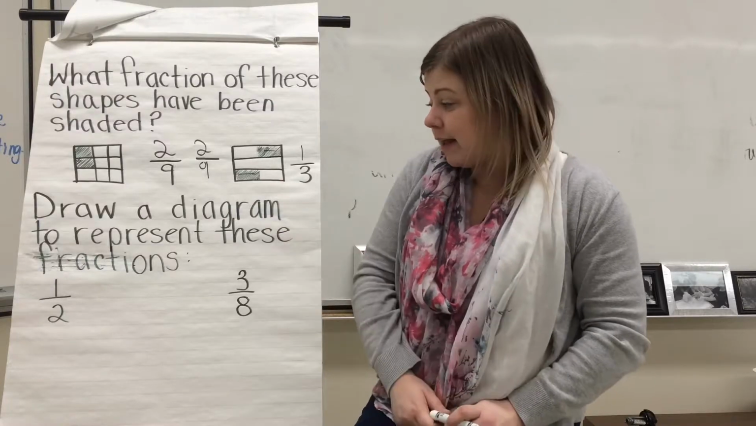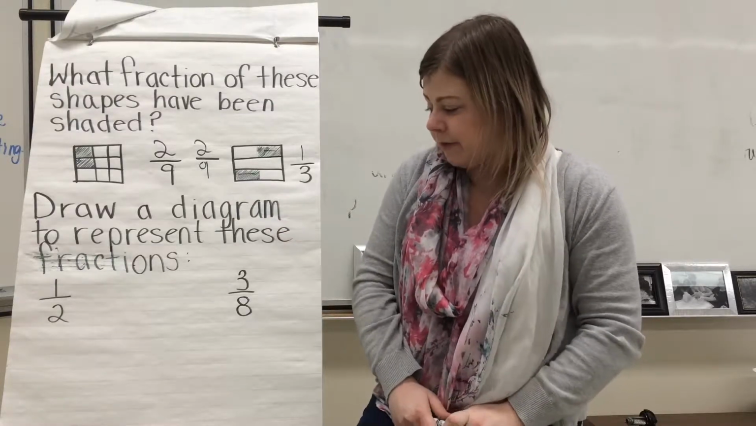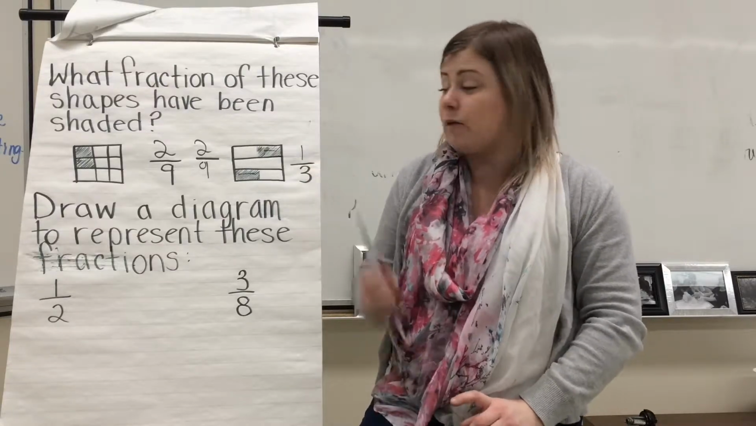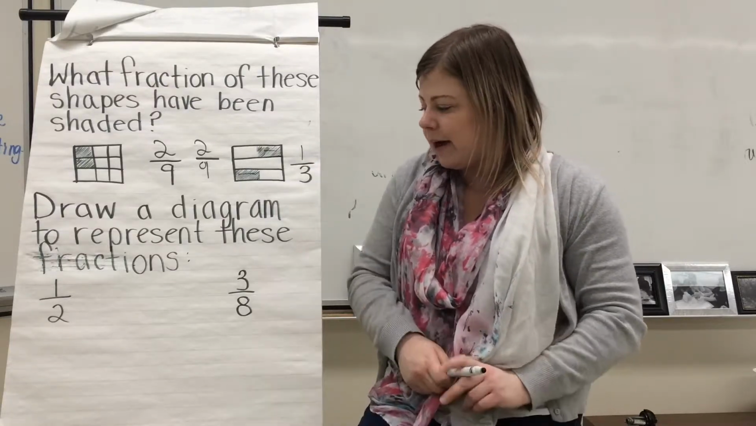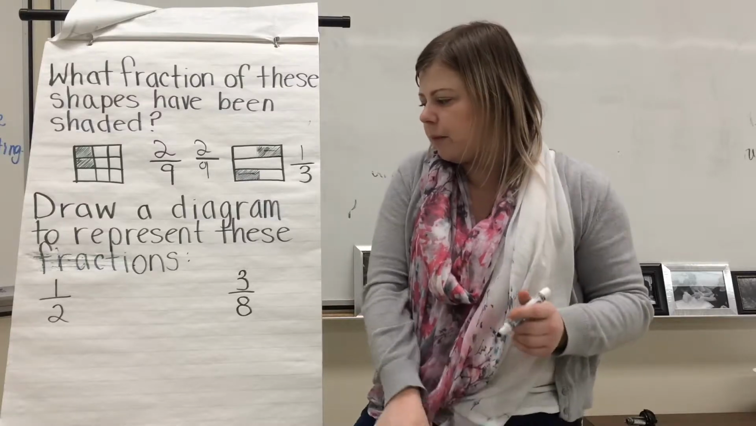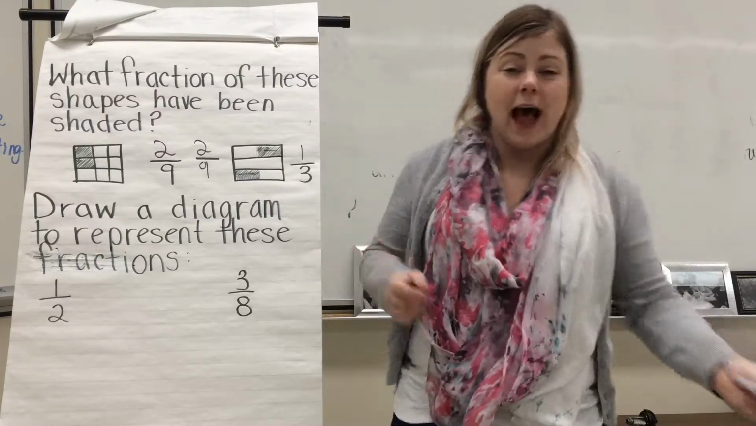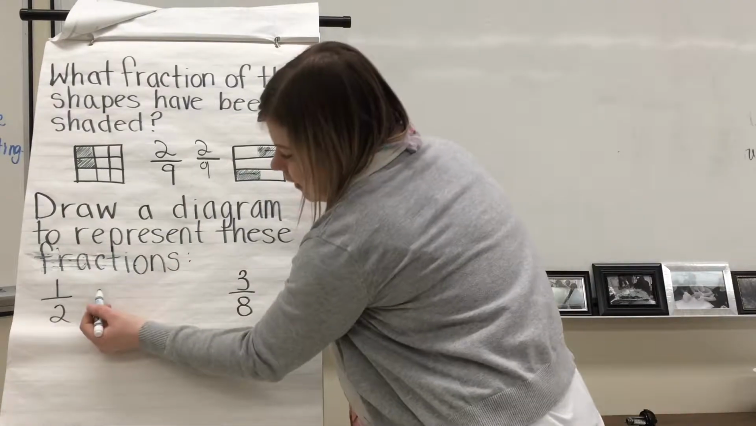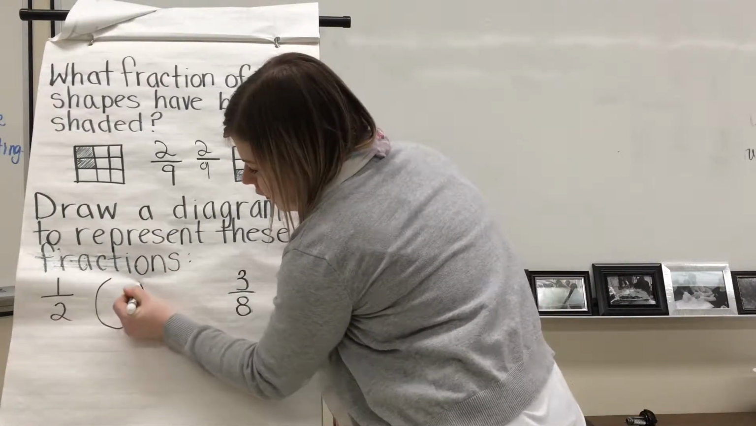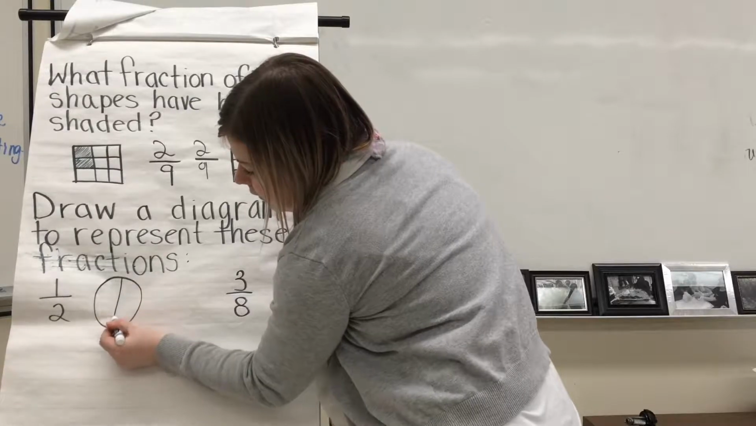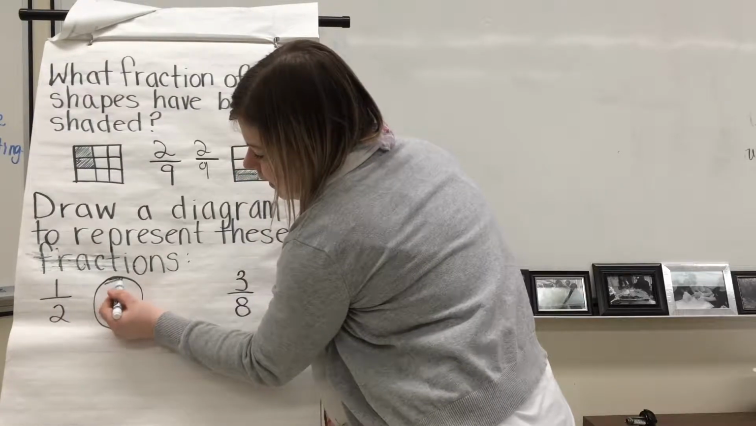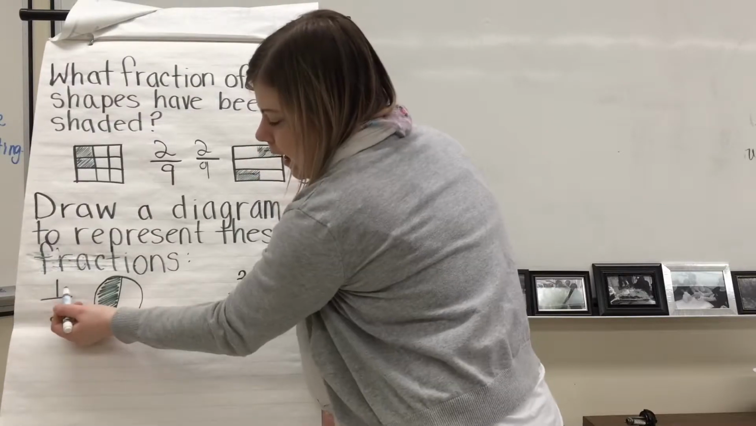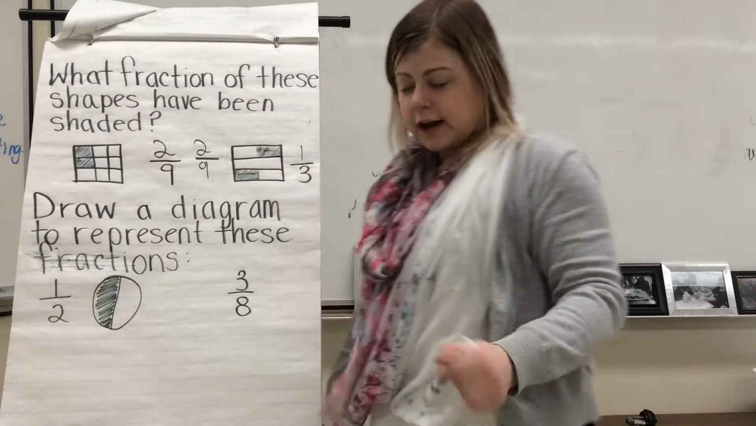Now, the next one says, draw a diagram to represent the fraction. So basically, I'm just going to do the reverse. Here, they made me write the fraction of the diagram, and here I have to draw the diagram. So for the half one, you don't have to do a square. You can always do a circle. This one, I'm going to draw a circle. I'm going to divide it in half to the best of my ability, and then I'm just going to shade one side. So 1 of 2 pieces is shaded.